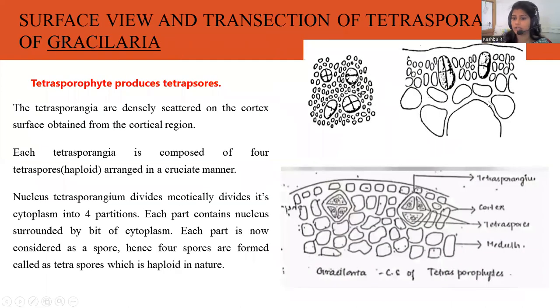This is the transverse section of your tetrasporangium, where 4 cells are seen, where the sporophyte contains 4 cells inside it, seen in the cortical region.